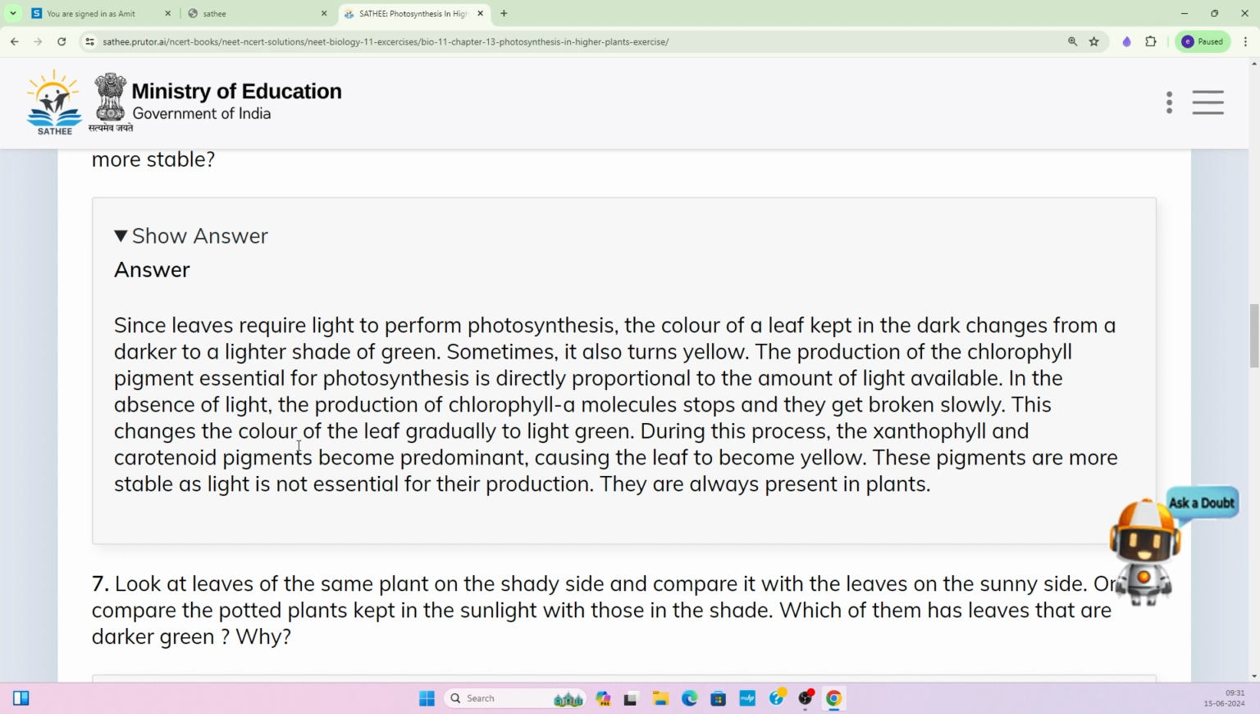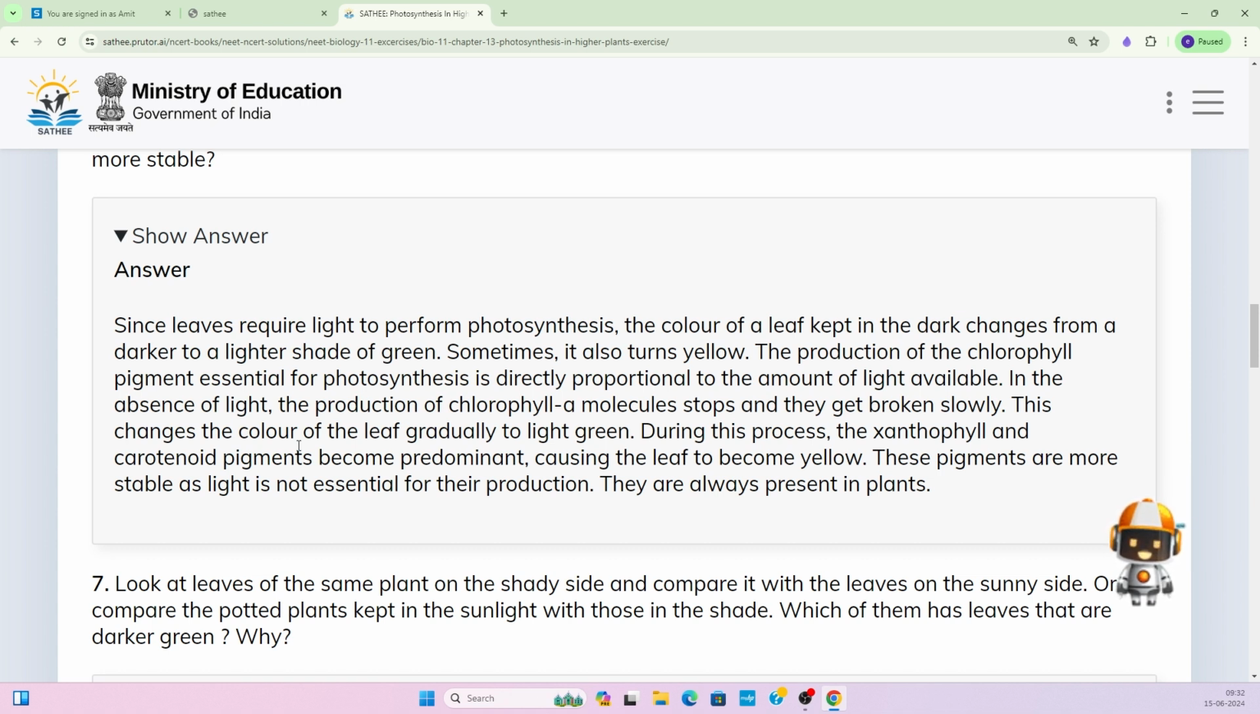During this process, the xanthophyll and carotenoid pigments become predominant, causing the leaf to become yellow. Basically they are yellow pigments, so that makes the leaves a bit yellowish in color. These pigments are more stable as light is not essential for their production, and they are not directly proportional to the light received by the green leaves.